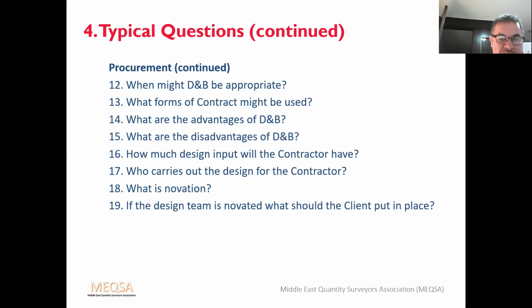If the design team is novated, what should the client put in place? The client should put in a collateral warranty to the design team to give them remedies if there's a breach of contract. What is management contracting? As I've explained earlier, a management contractor is employed to contribute their expertise to design and to manage construction, and is paid a fee for doing so.